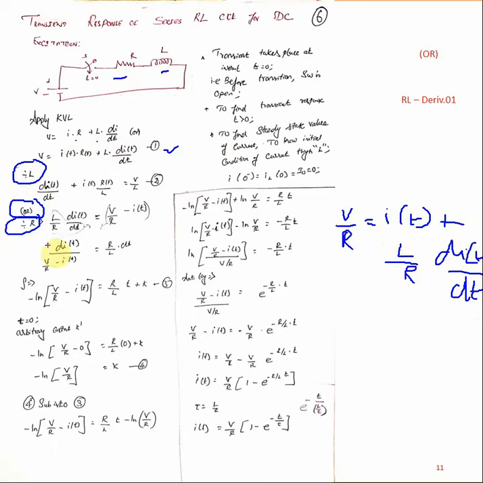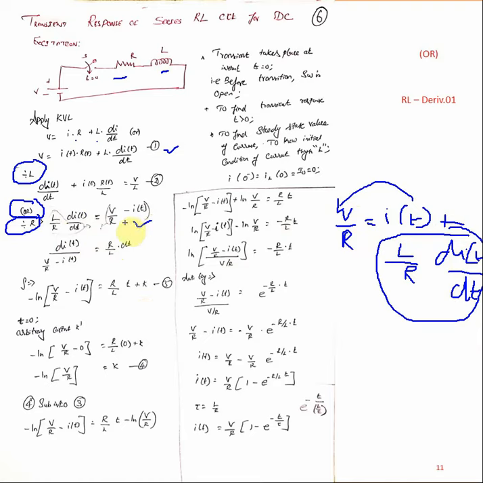Okay, then what will you do? Once I divide it, I will simplify. What will I simplify? On the right hand side, you can keep only these terms, L by R di by dt. This is I of t, you can move to the opposite side. So when you move it to the opposite side, what will come? V by R minus I of t. See here I have written.